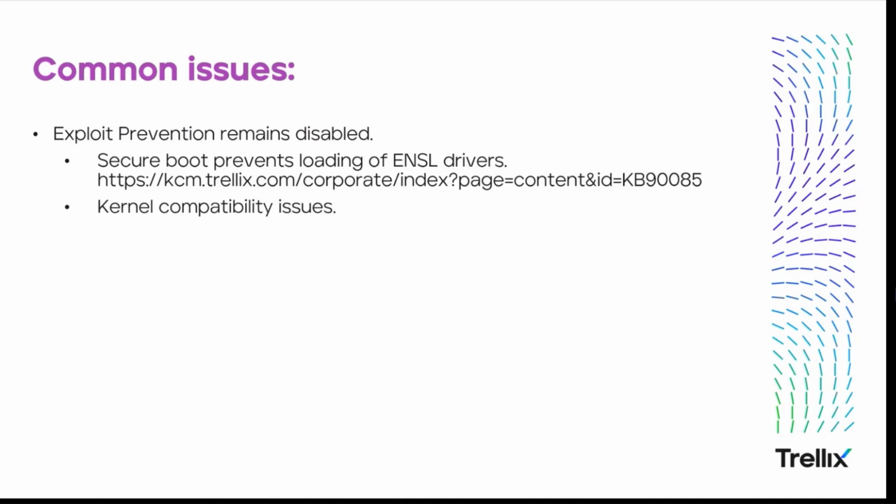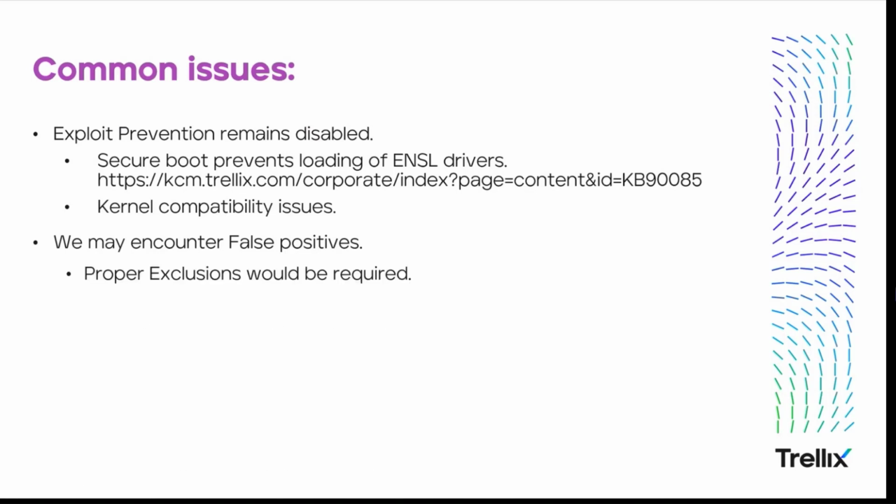Kernel compatibility issues. When the kernel running on a client machine is not supported, the threat prevention drivers will not get loaded as well. This could be fixed once the support for that particular kernel is added or by downgrading to a previous kernel, which is supported. You may encounter a lot of false positives. This could be mitigated by using proper exclusions for file and process types.